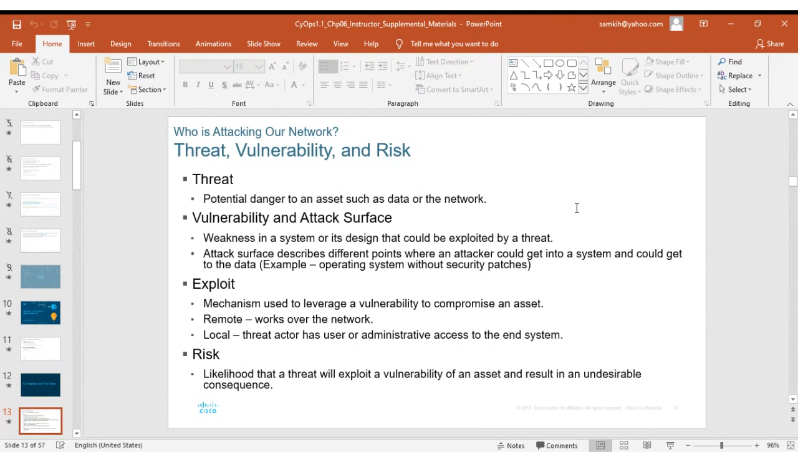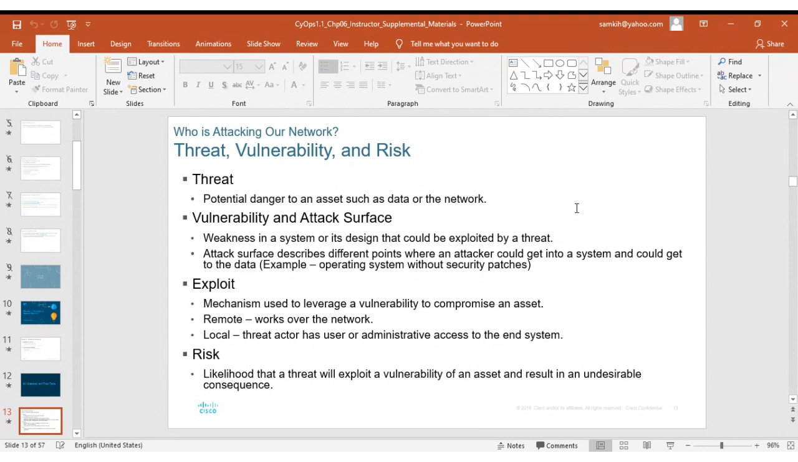And then the exploit is the mechanism used to leverage a vulnerability to compromise an asset. So the exploit is now attacking a system. We can have remote, whereby it works over the network, or local, whereby the threat actors, remember the threat actors are the attackers, have user or administrative access to the end system.